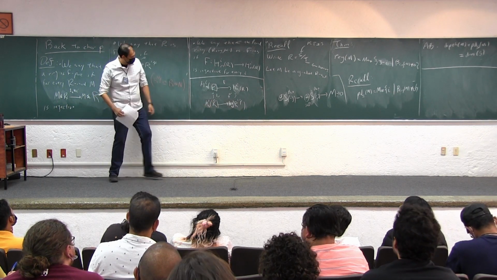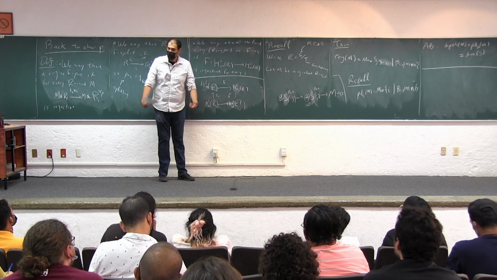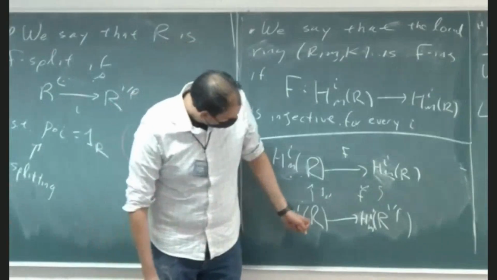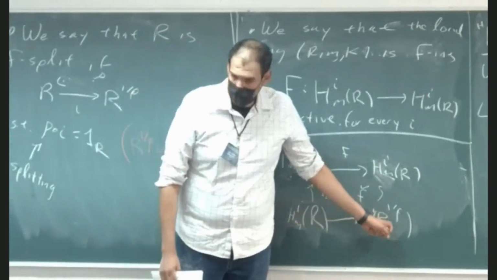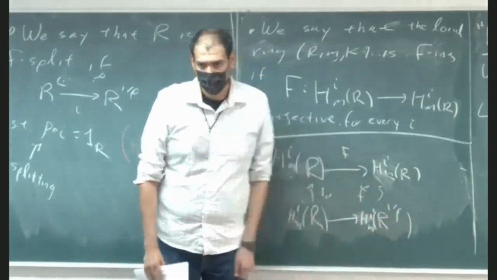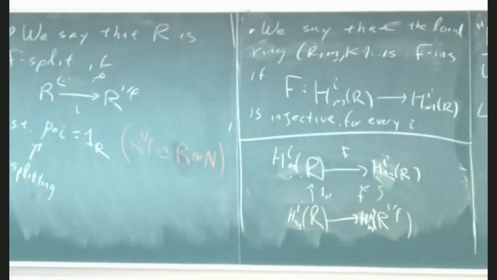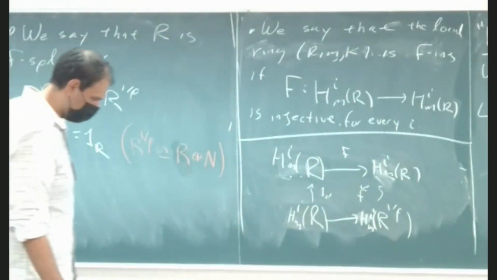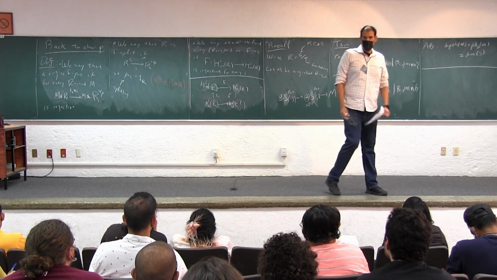So being F-injective is going to be equivalent to saying that the map from the local cohomology at R to the local cohomology at R^(1/p) is injective. Okay. So we have these three definitions.